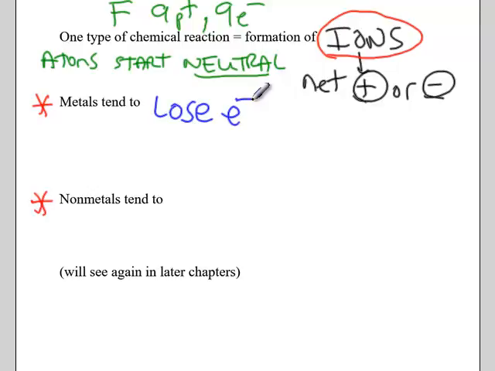If a metal loses 1 electron or 2 electrons or 3 electrons, that means that the number of protons it has will be greater than the number of electrons it has. And if you have more positive charges than negative charges, that's going to be a net positive ion, which we call a cation.